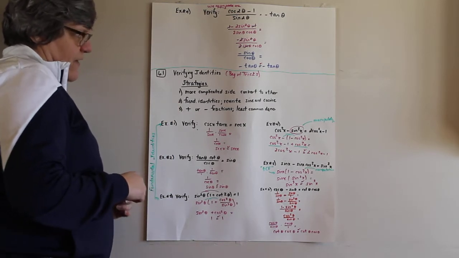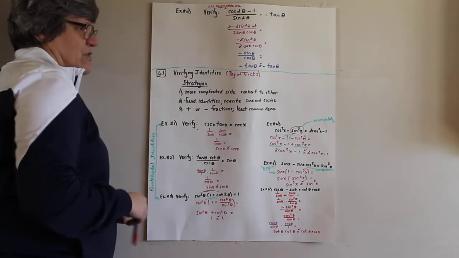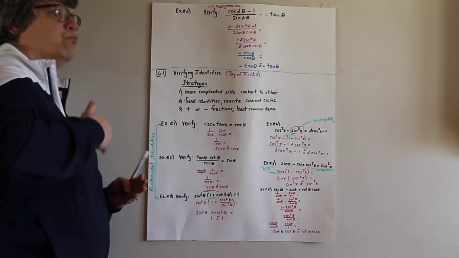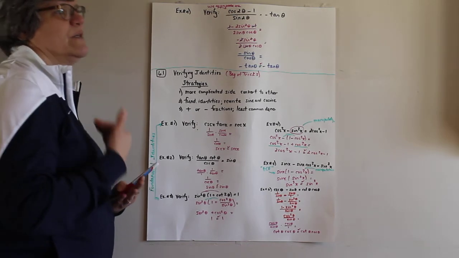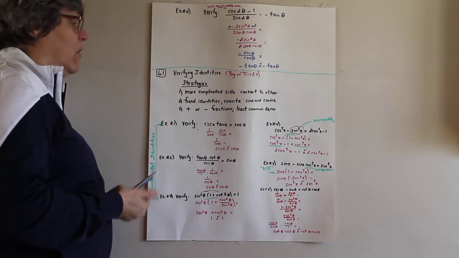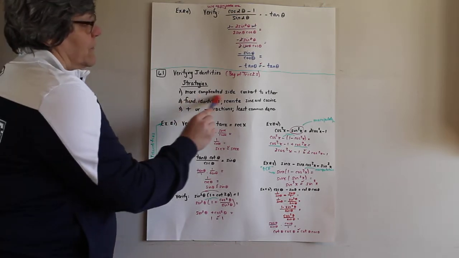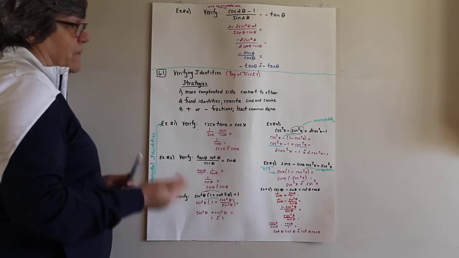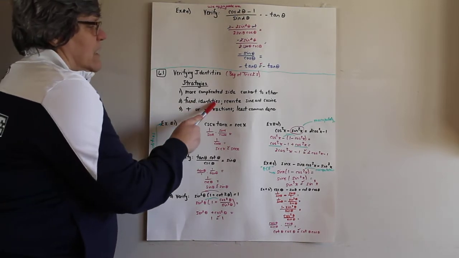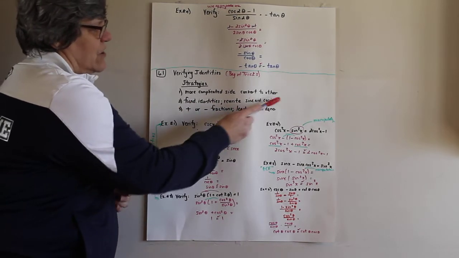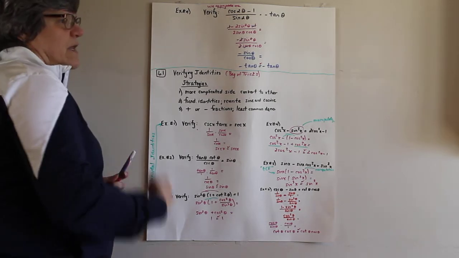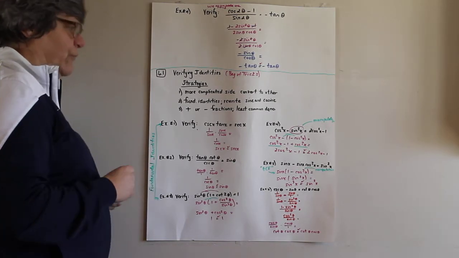So to do these verifying identities, strategies. Now the problem with strategies is they are not the process. They are not the way it's going to always work. They are suggestions, and that is all they are. So more complicated side should convert to the other. It's usually pretty obvious who is more complicated than another. Fundamental identities, and you should rewrite them as sine and cosine almost exclusively, because I can give you credit if you rewrite to sine and cosine even if you can't get any further.